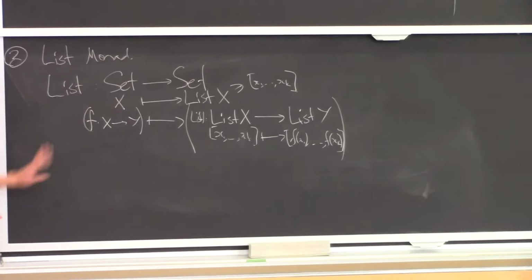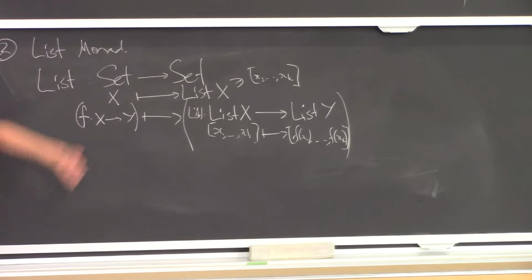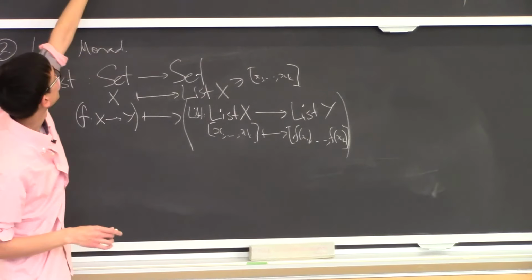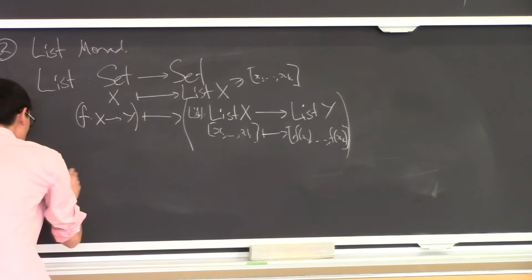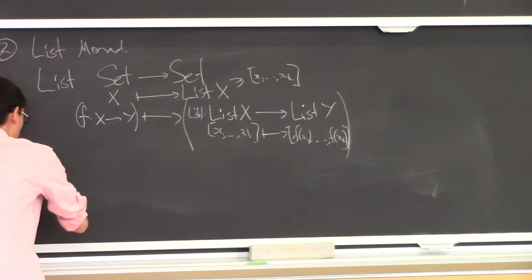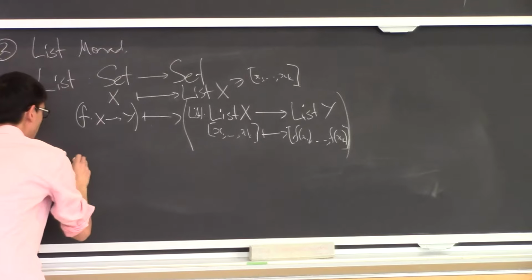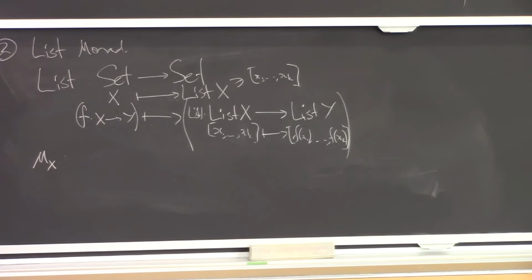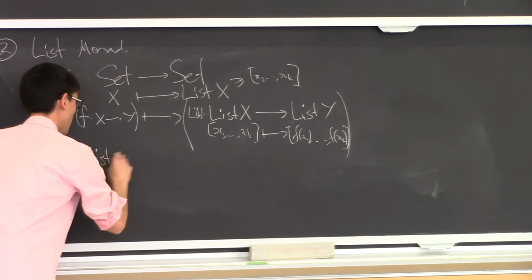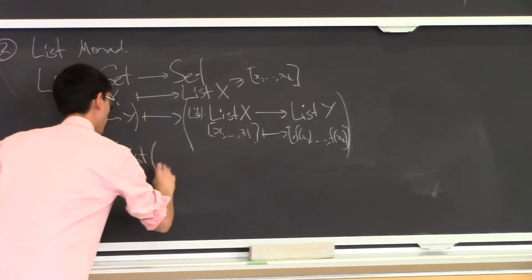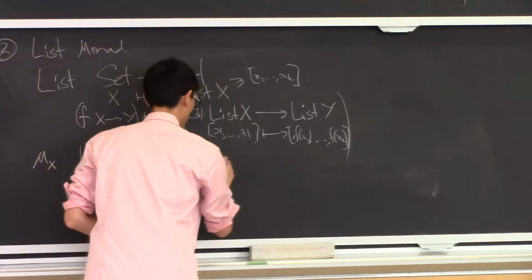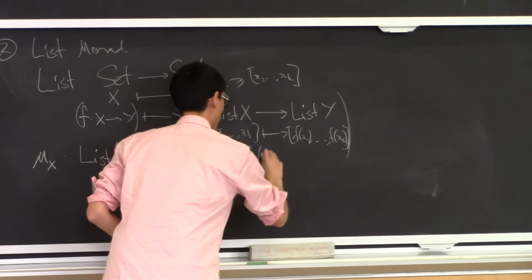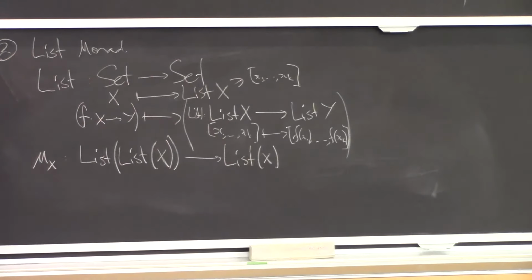Anyway, okay, so we have a functor. We need to define the multiplication and the unit, right? So here, what is the multiplication? The multiplication says that for all x, we have a function from lists of x, monad applied twice, just to list of x. And what's this function?